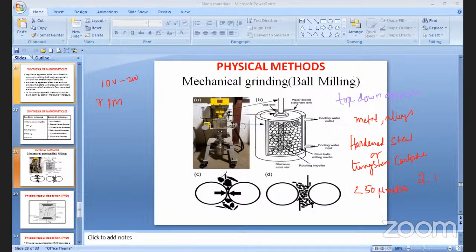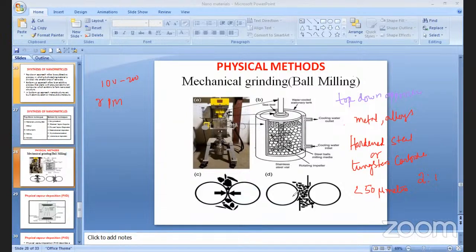The container may be filled with air or inert gas. Larger balls are used to produce a smaller grain size, but larger defects in these particles take place whenever we use larger balls.